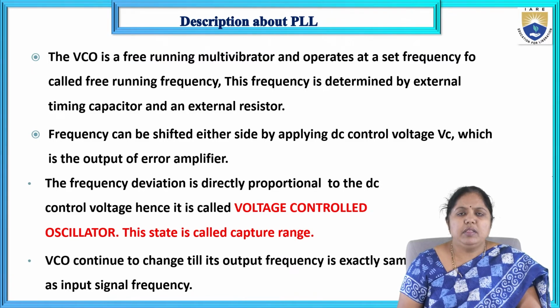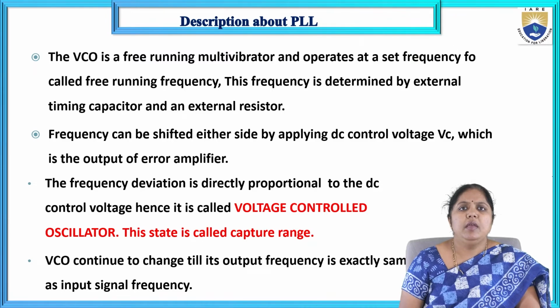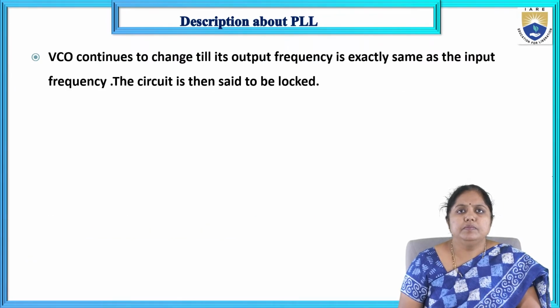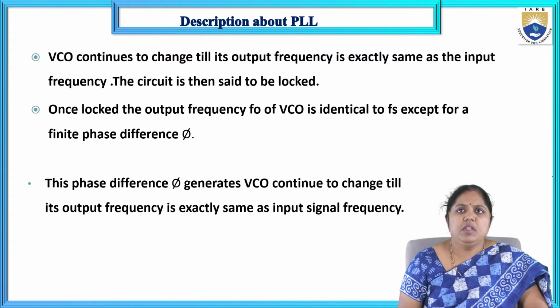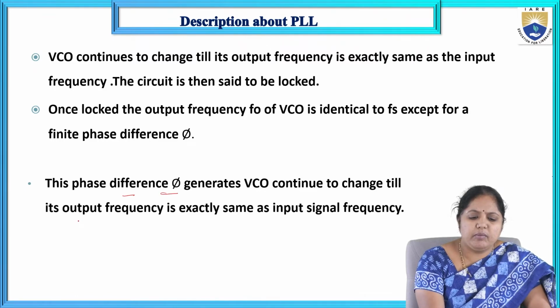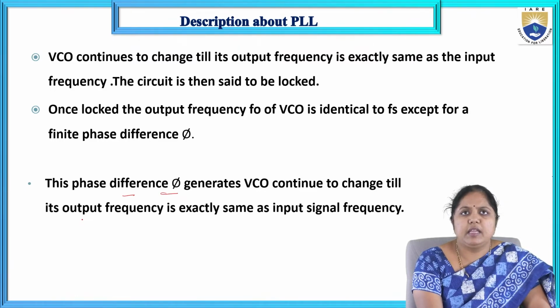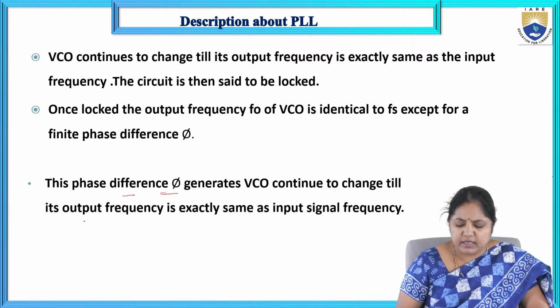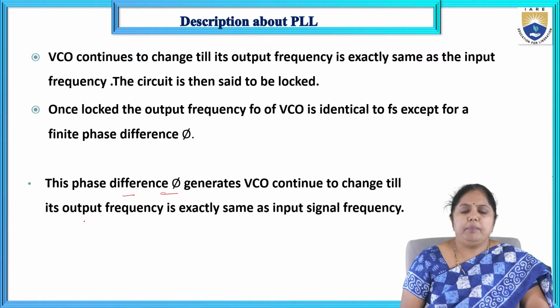Here the VCO continuously changes its frequency till the input signal frequency and the VCO output frequency are the same. Once both are the same, the circuit is said to be locked. Once the frequency is set, next it will check the phase difference. Based on the phase difference, it will try to make the phase angle of the input and the VCO output signal the same. Like that the loop operation is repeated.